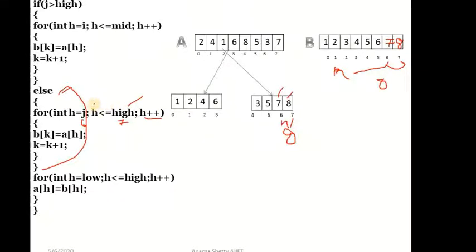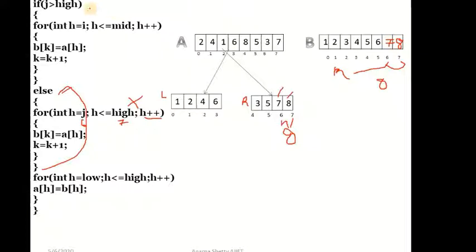Now is 8 less than or equal to 7? No, the for condition fails. So you come out of the for loop as well as you come out of the else. So here what we have done is, let me consider this as the left subarray, let me consider this as the right subarray. If in any of these subarrays there are elements that are remaining, I am supposed to copy them to the B array.